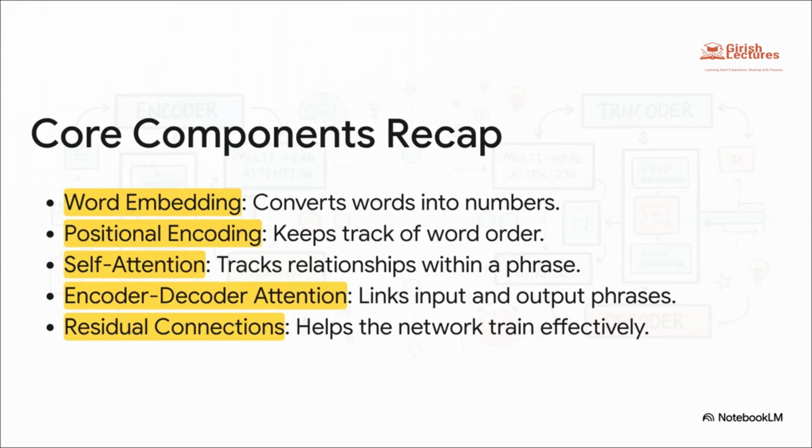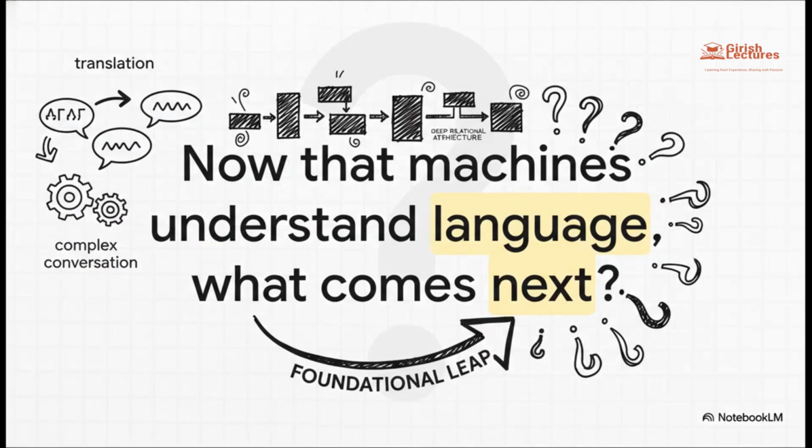Each piece is a clever solution, but when you put them all together, you get a system that can finally start to grasp the insane complexity of human language. So from a simple translation to writing an entire essay, the transformer architecture is what gives machines the power to understand not just words, but the relationships between words. It's a fundamental leap forward. And it really just leaves you wondering, now that machines can master the very structure of our language, what on earth will they learn to do next?